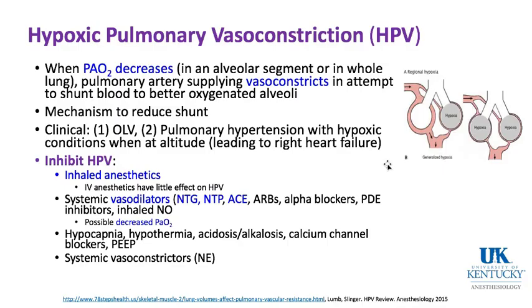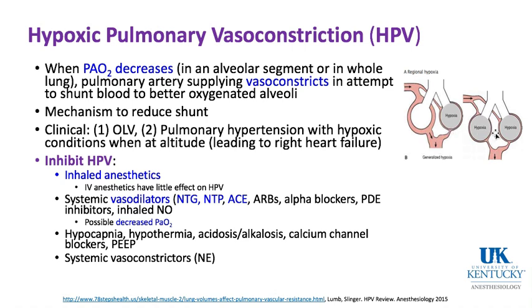The next keyword is hypoxic pulmonary vasoconstriction, or HPV. When the PAO2 decreases in an alveolar segment or in the whole lung, the pulmonary artery supplying it vasoconstricts in an attempt to shunt blood to better oxygenated alveoli. On the far right it is shown graphically: when one alveolus is hypoxic, the blood vessels supplying it constrict and shunt blood away to the alveolar units that have adequate oxygen in them.